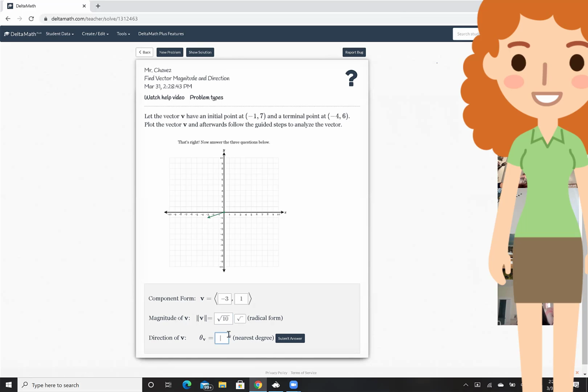Nearest degree. That's the part that we're going to have to calculate. So here we go. Annotate. I'm going to exaggerate it, guys. So here it is exaggerated. There's my origin, my axis. And here it is exaggerated. And what I want is this angle. That's my reference angle.